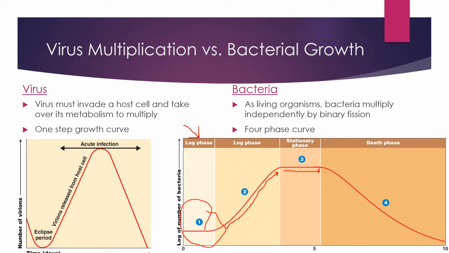Then you have the death phase here, where the number of bacteria dying is outpacing the number of bacteria growing. And we see an exponential decline in the number of cells as a result.